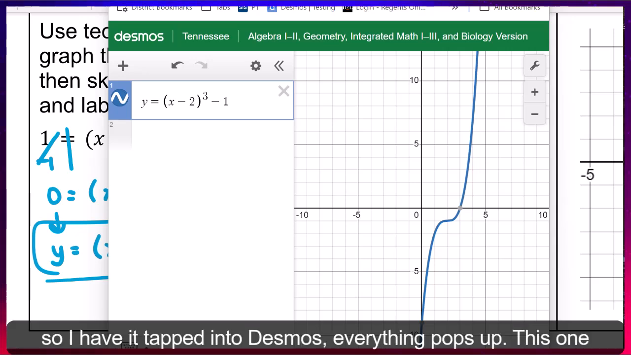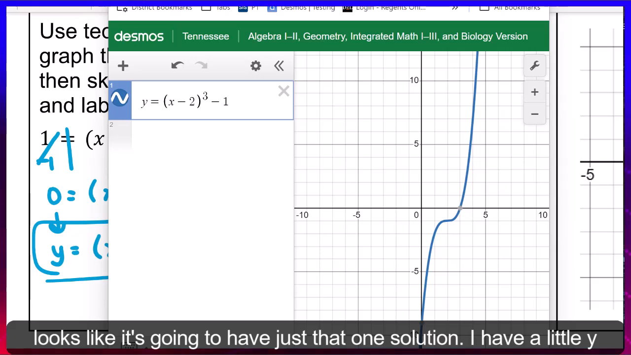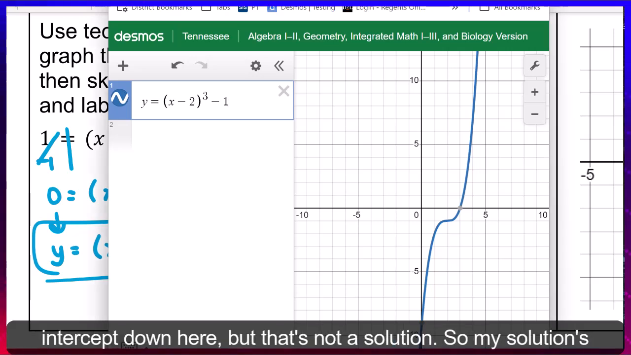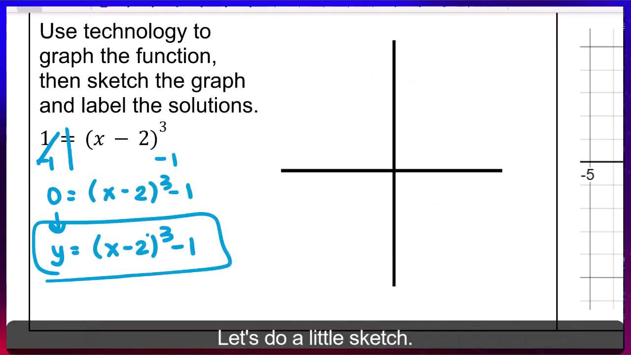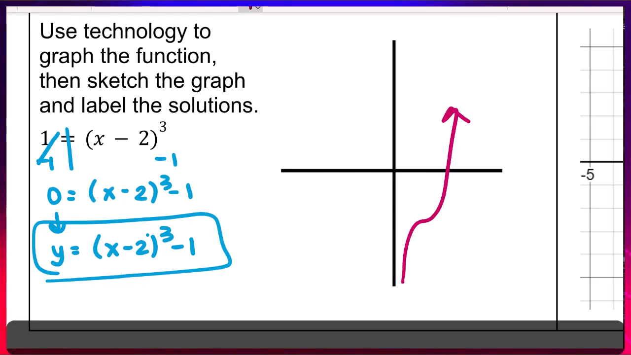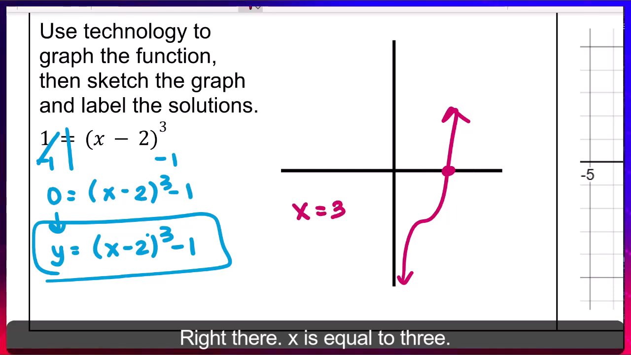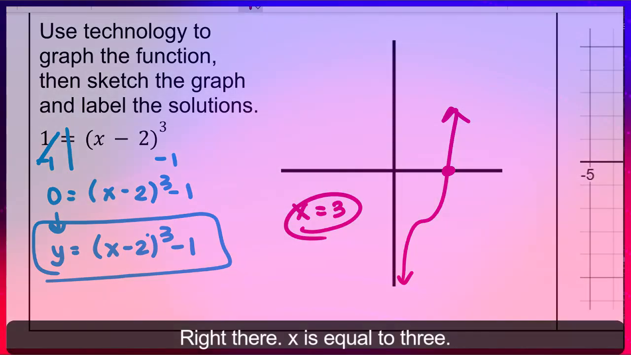Okay, so I have it typed into Desmos. Everything pops up. This one looks like it's going to have just that one solution. I have a little y-intercept down here, but that's not a solution. So my solution is going to hit right there at 3. So let's do a little sketch. Right there. X is equal to 3.